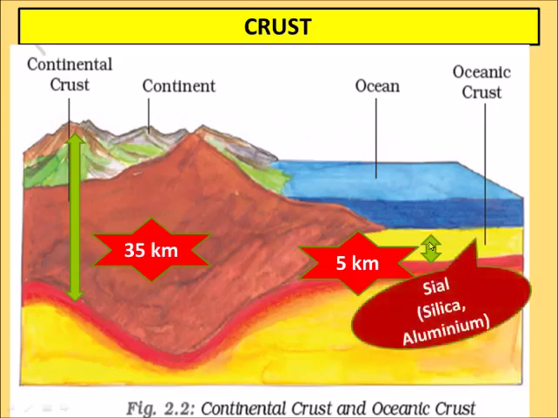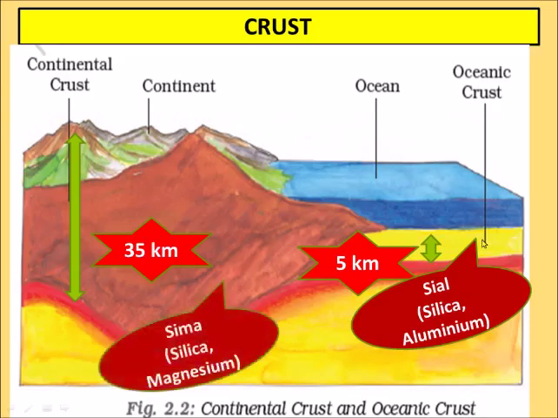Next, see the ocean bed. This is also crust. This ocean bed crust is made up of two minerals, silica and aluminium, and combinedly they are known as Sial. Si means silica, Al means aluminium. How easy to learn. And this continental crust is made up of two important minerals. They are Sima. Right? Sima is a name. Sial is also a name. So Sima means Si silica, Ma magnesium.